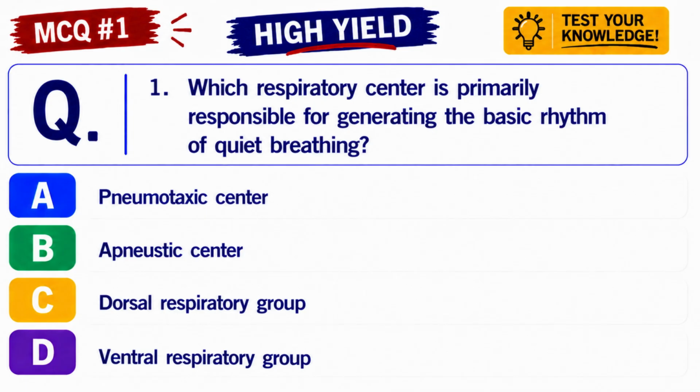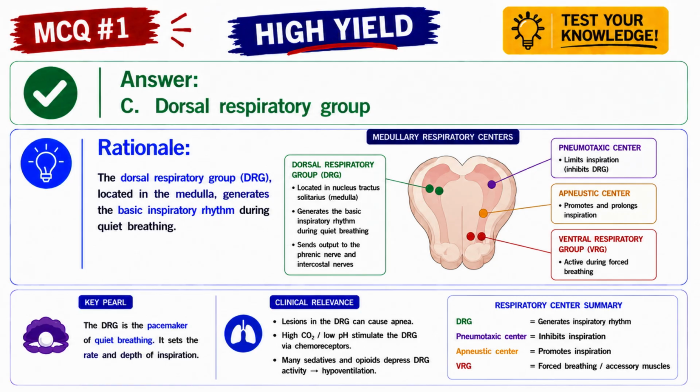Let's go. Question 1. Which respiratory center is primarily responsible for generating the basic rhythm of quiet breathing? A. Pneumotaxic center. B. Apneustic center. C. Dorsal respiratory group. D. Ventral respiratory group. Pause if you need to think. The answer is C. Dorsal respiratory group.